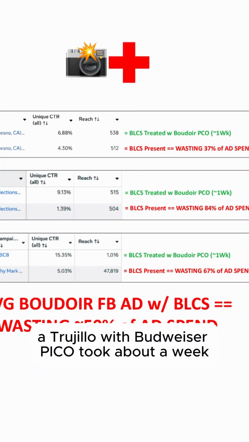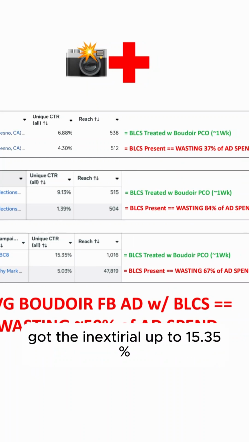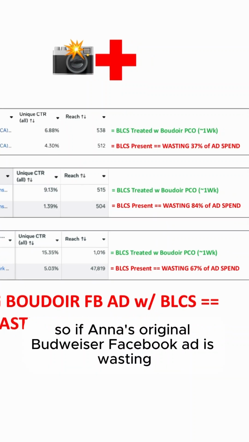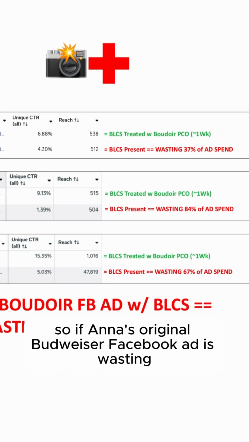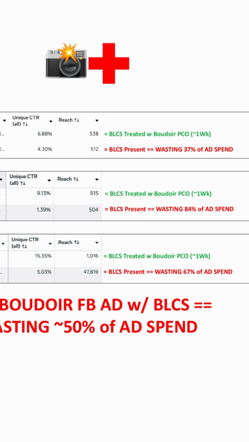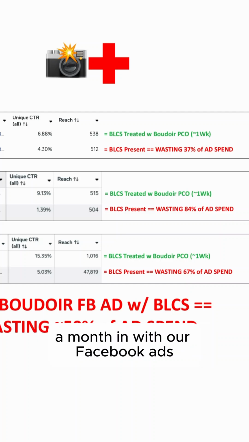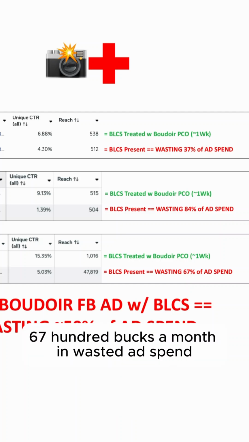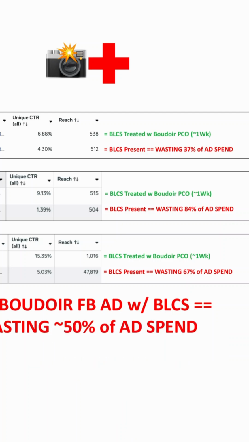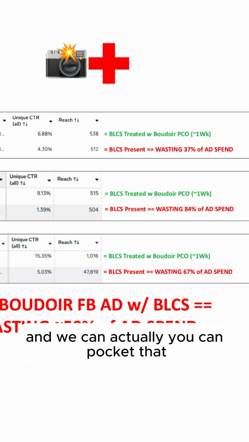Treated with Boudoir Pico, took about a week. Got the unique CTR all up to 15.35%. So we found out his original Boudoir Facebook ad was wasting 67% of his ad spend. So we can eliminate that wasted ad spend. So if you're spending 10 grand a month in Boudoir Facebook ads, we can eliminate that 6,700 bucks a month in wasted ad spend. And you can pocket that.